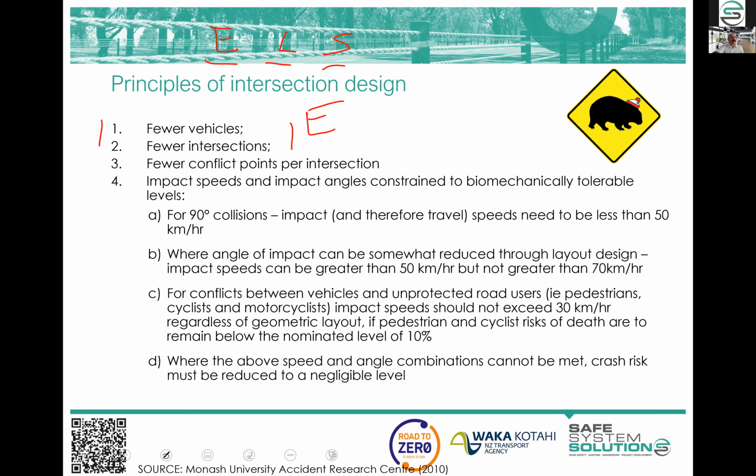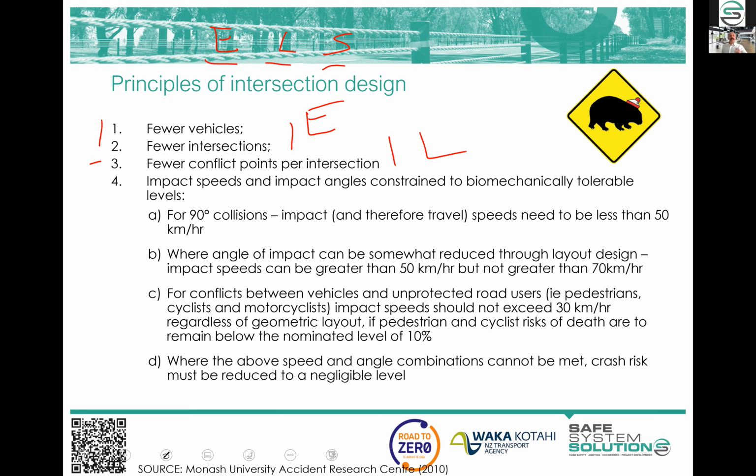Then we go into fewer conflict points. Now, for those who don't know, the term sort of explains itself, but it's a point where a crash can happen when you draw the paths of all the different vehicles. Each time they cross is a conflict point. That would be a conflict point diagram that you'd be doing there. But this, from a safe system assessment perspective, we think of as likelihood.